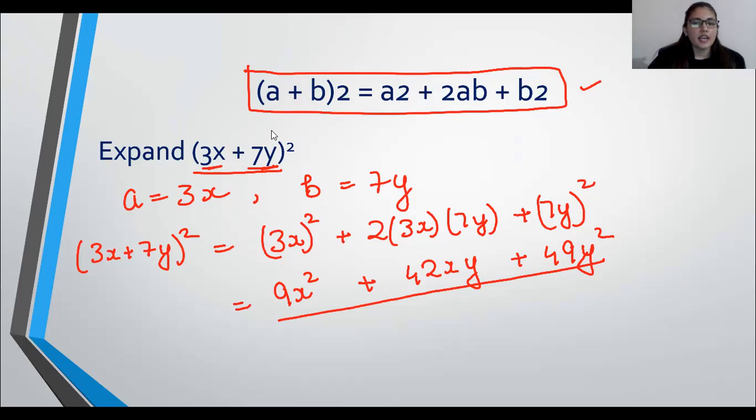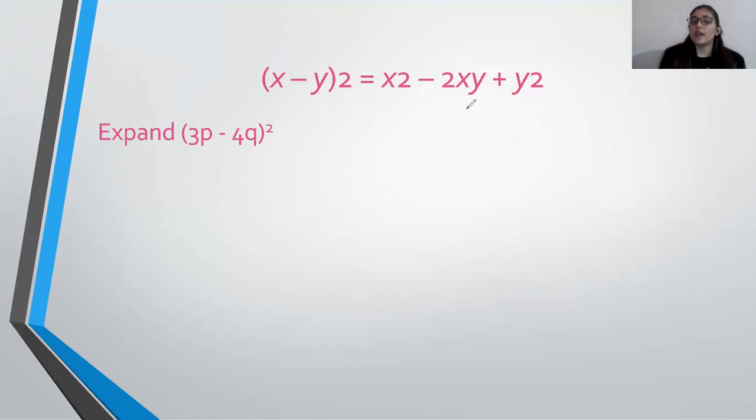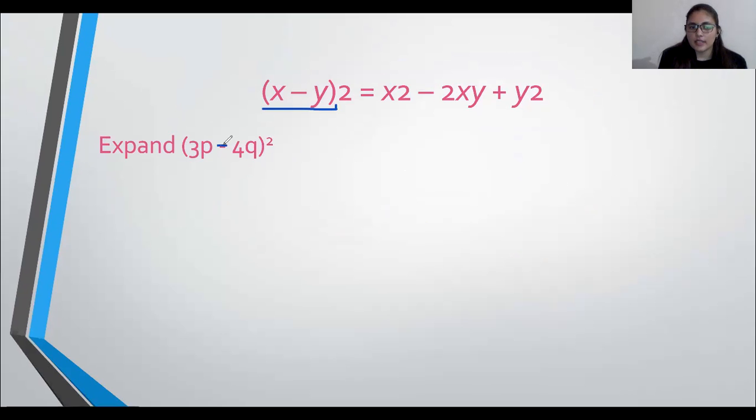Okay, so this time we're going to deal with x minus y whole square, right? How? Because you can see that there is a negative sign between these two numbers. So here we're going to apply x minus y whole square. First of all, you should write the value of x. So here x is 3p, that is this number, right? And y is 4 times q, which is this number, right?